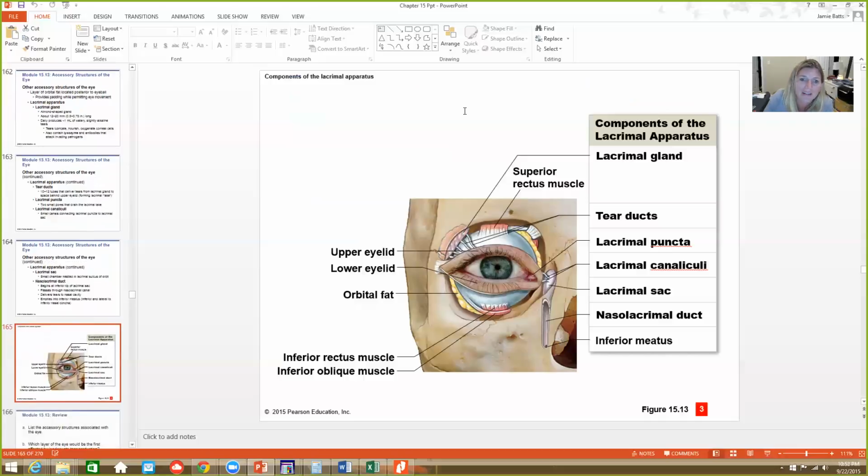Here you see the whole apparatus: the lacrimal gland, the tear ducts going into and behind the eyelid. As the tears are produced, they're literally washing over the surface of the eye, getting collected at the puncta, draining through the canaliculi into the sac, and then the nasolacrimal duct. On a normal day when you're not physically producing tears, this is a very passive process, and the tears are just evaporating off the surface of your eye. But when you're producing lots and lots of tears, then it's going to drain and go down into your nose.